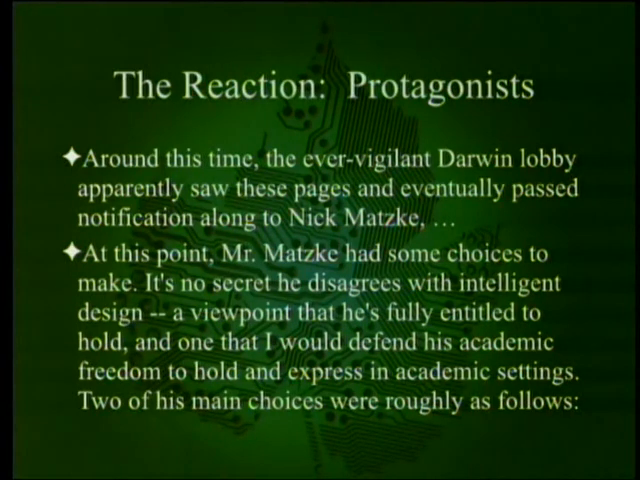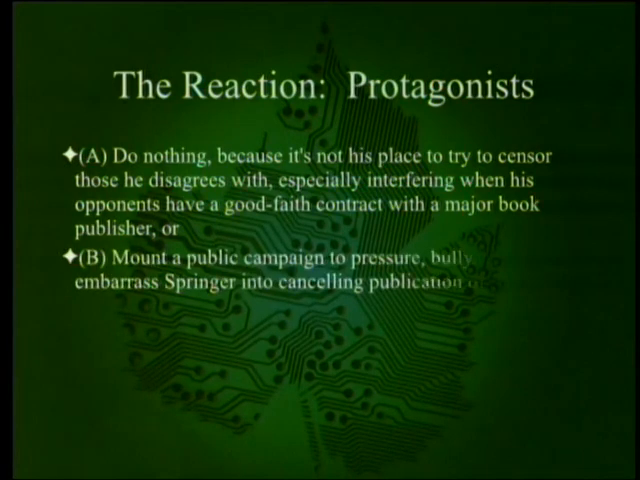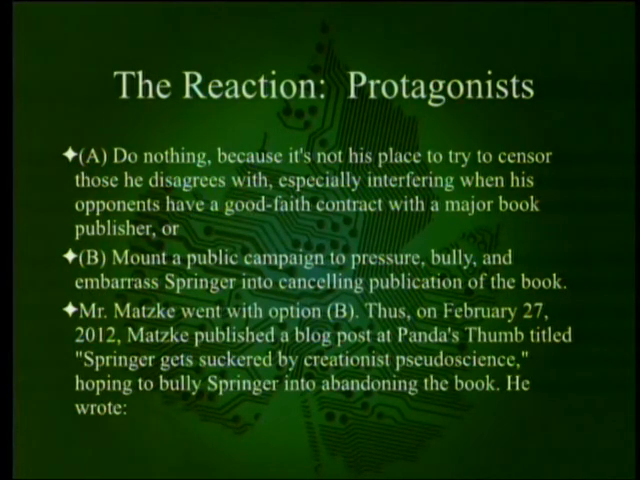Two of his main choices were roughly as follows. A, do nothing, because it's not his place to try to censor those he disagrees with, especially interfering when his opponents had a good faith contract with a major book publisher. Or B, mount a public relations campaign to pressure, bully, and embarrass Springer into canceling publication of the book. Mr. Matzke went with option B.